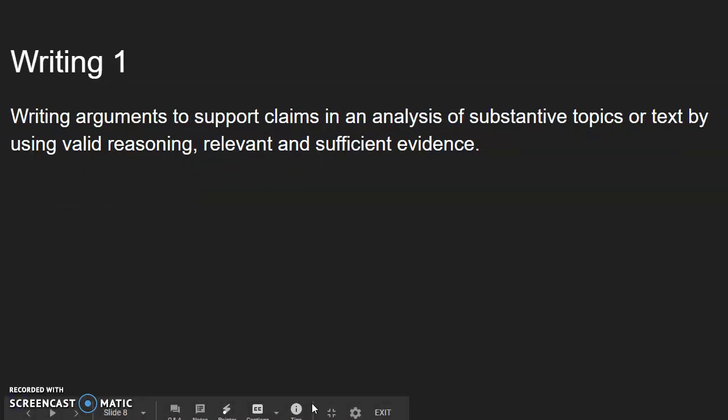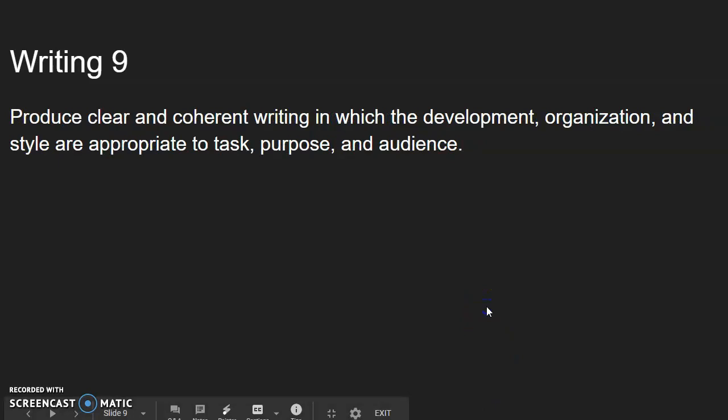Writing 1: write arguments to support claims in analysis of substantive topics or texts by using valid reasoning and relevant and sufficient evidence. Writing 9: produce clear and coherent writing in which the development, organization, and style are appropriate to task, purpose, and audience.